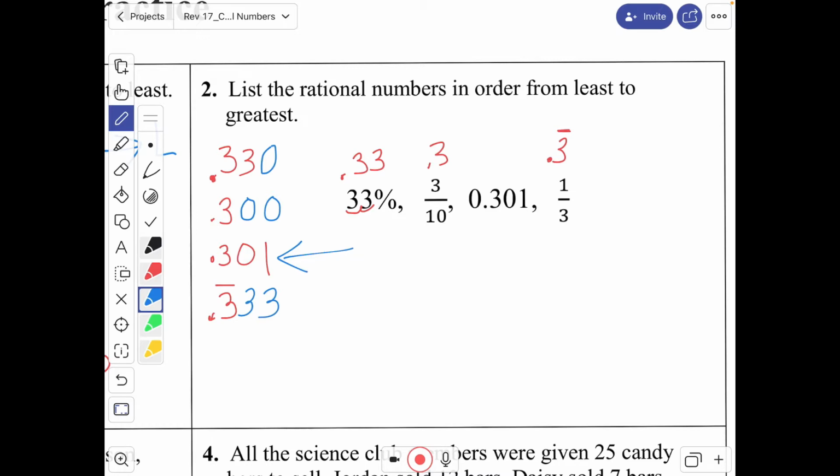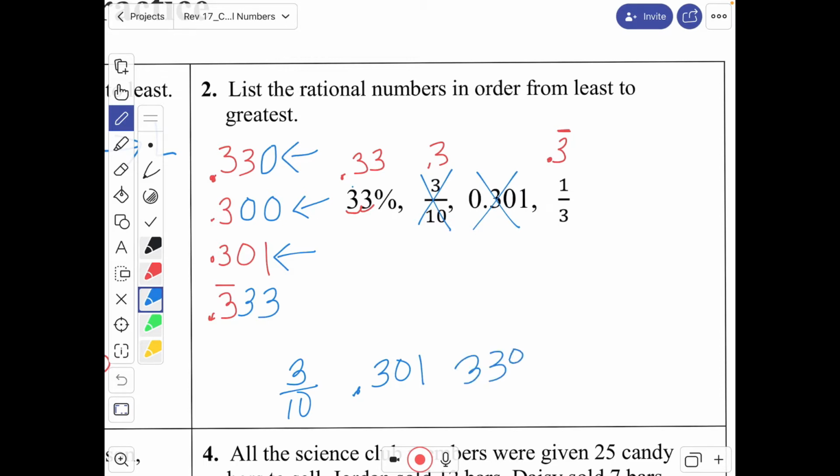So now that they all have the same digits, the smallest one is 300. And 300 was the 3/10. So that one's gone. The next one's going to be the 301, decimal 301. And then the 33%. And then finally, the repeating 3, which was 1/3.